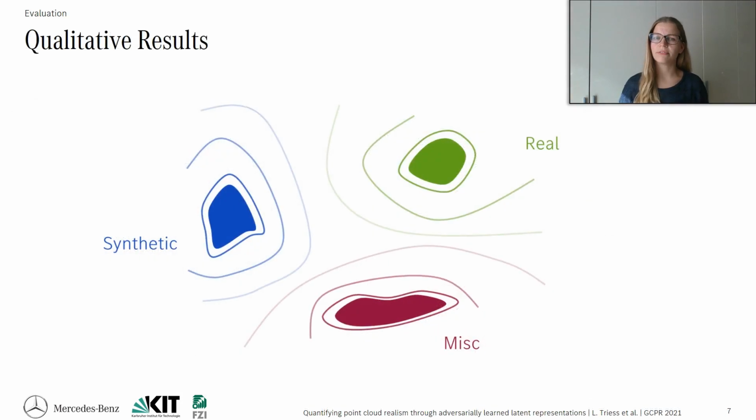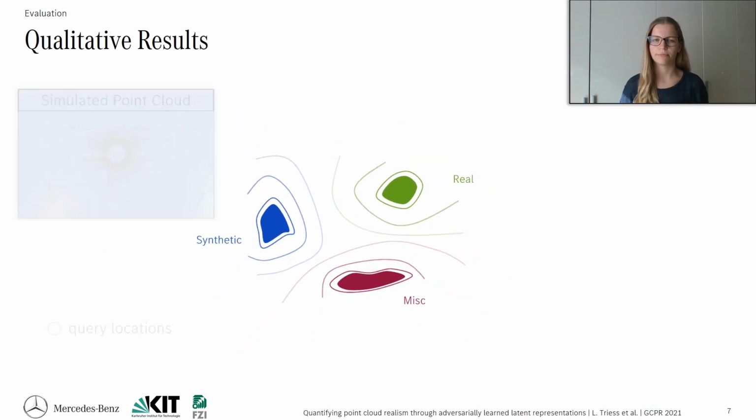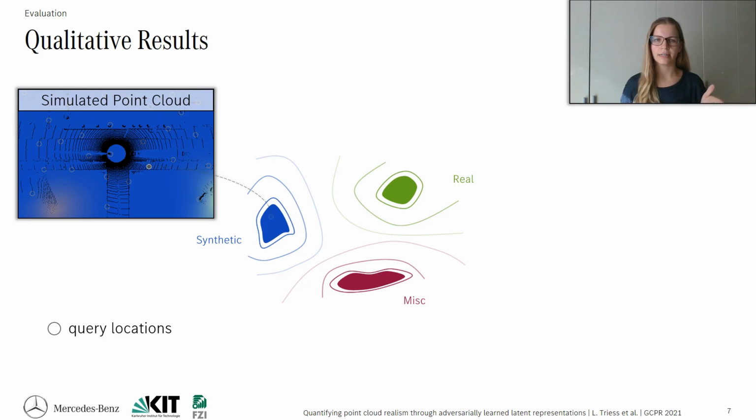After successful training, we then obtain the following output. Here we see an example of a synthetic point cloud generated by the LiDAR simulator. The color shows the closeness to the respective category at discrete query locations, indicated by the gray circles. Local regions in the sample are largely predicted as being of synthetic origin.